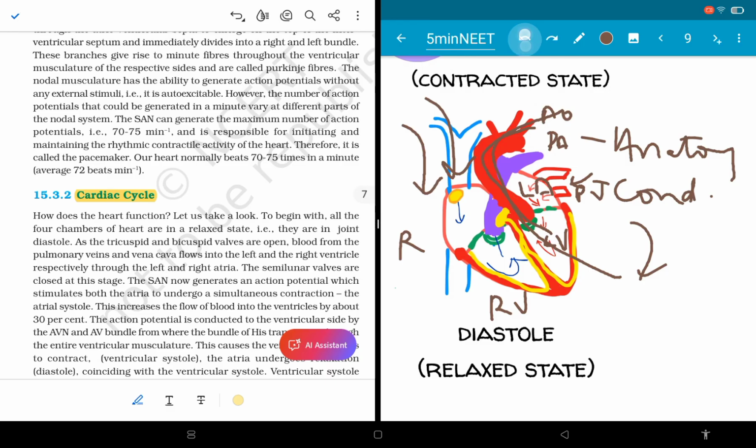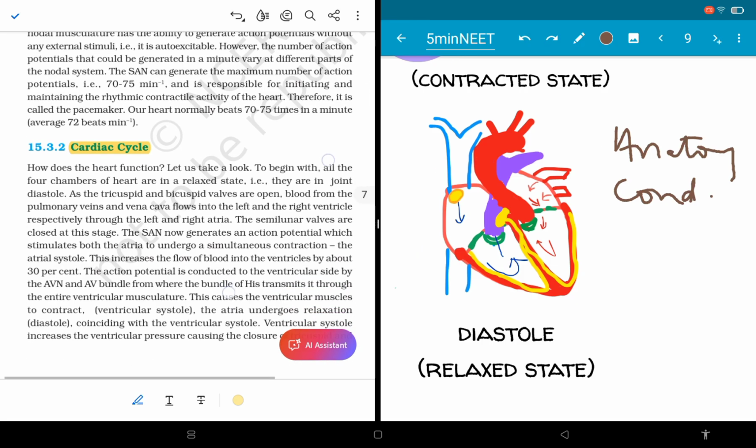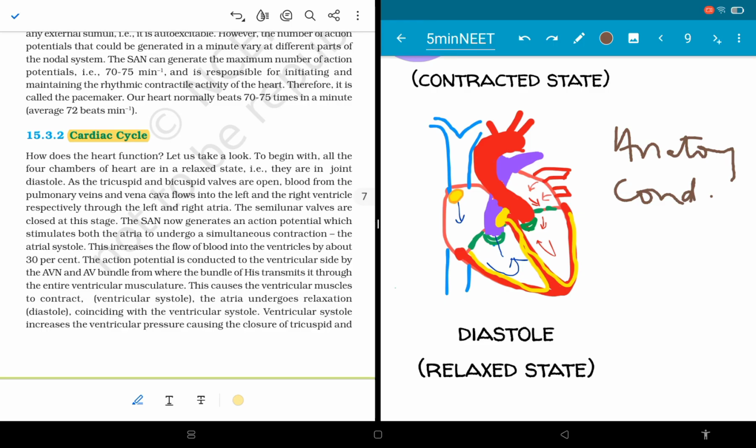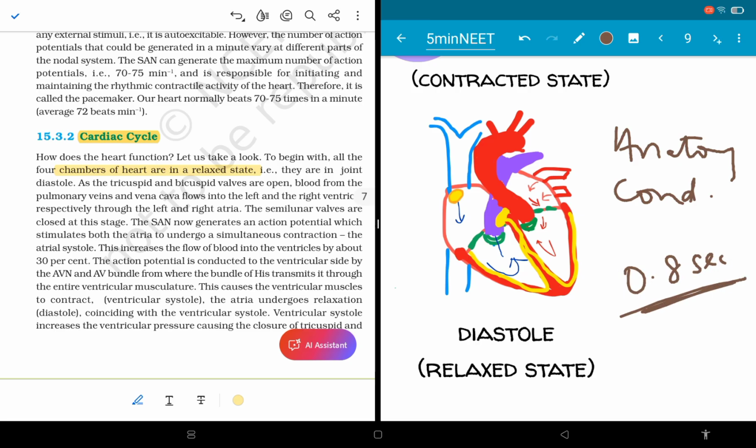So let us see in detail about the cardiac cycle. The cardiac cycle helps you understand the sequence of events which happens in this flow of blood. So, how does the heart function? To know that, we need to know about the cardiac cycle. To begin with, all the four chambers of the heart are in a relaxed state. Everything we are telling happens in less than a second. Only 0.8 second is needed for one cycle. So whatever steps I am telling happen so quickly and also overlap with one another. Here we are explaining slowly so that you can understand.